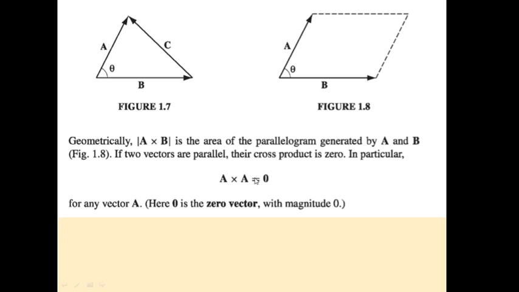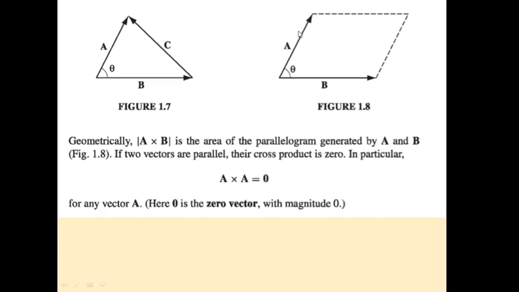Here is the geometrical understanding: the magnitude of A cross B is basically an area. If you check the magnitude of A cross B, it is the area associated with it. How shall I understand this? It is given in figure 1.8. Basically a parallelogram is generated by vector A and vector B when you take their cross product.